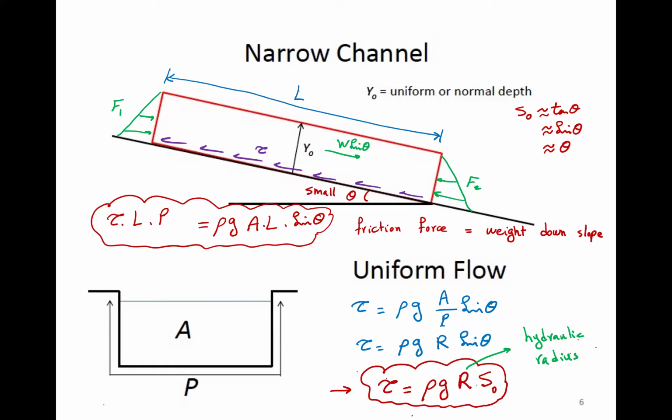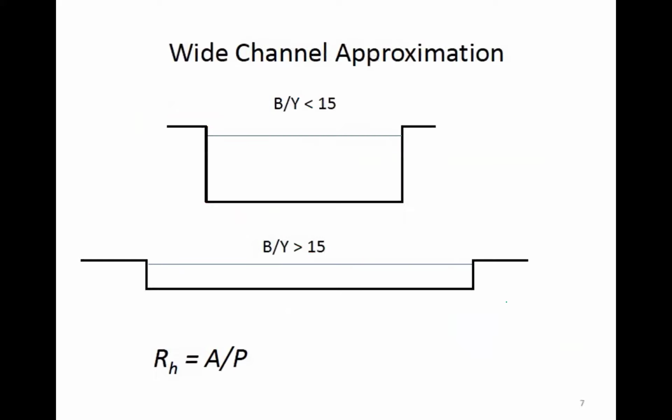Right? So let's go back and see what we learned about narrow channels versus wide channels. If you have a narrow channel, so B over Y is less than 15, tau will be equal to rho g hydraulic radius, let's say R_H, times S naught. What if you have a wide channel? Then tau will be equal to rho g. In a wide channel, hydraulic radius is almost the same as depth. And we have uniform flow, so depth is normal depth. So why not? Times S naught.